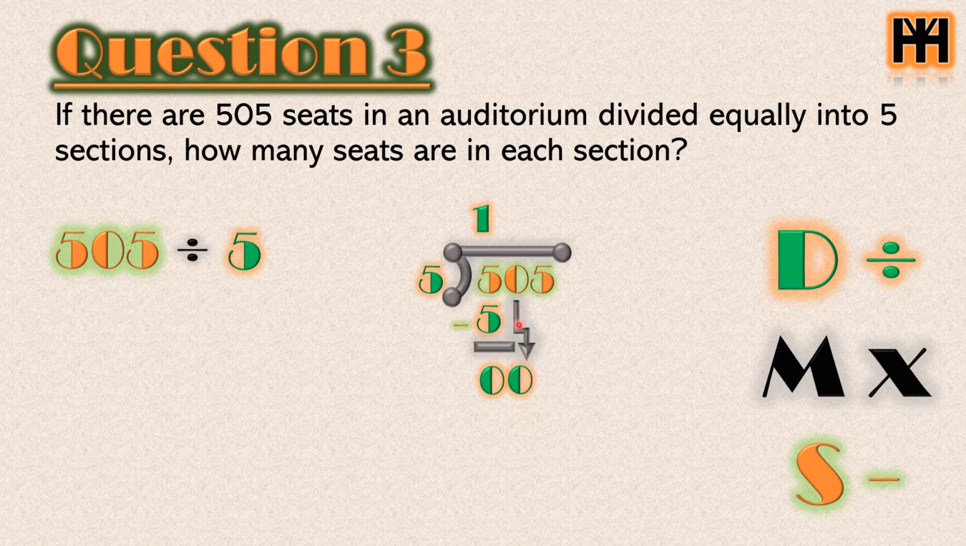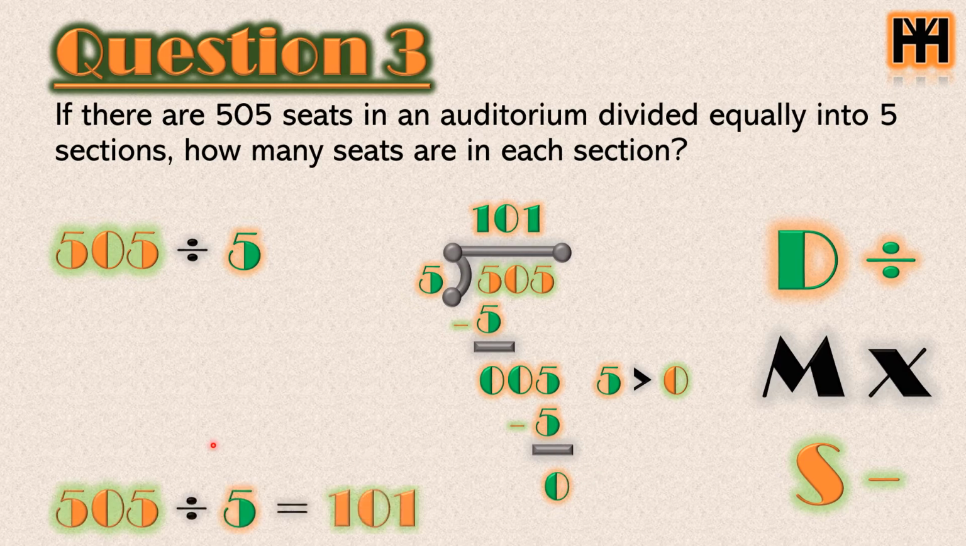Then put down the 0. Okay, 0 divided by 5 can be, 5 is greater than 0. So I'll put 0 here. Then put down the 5. Then here 5 divided by 5 is 1. Then 1 times 5 is 5. Then subtract. Let's go. 5 minus 5 is 0. Okay, so the answer of this division is 101, and there is no remainder.